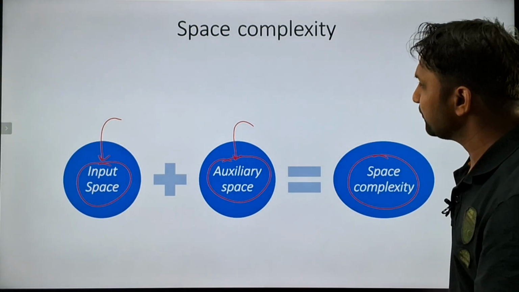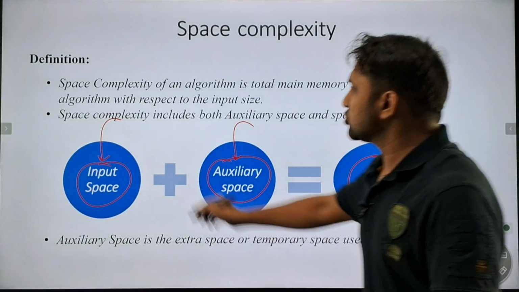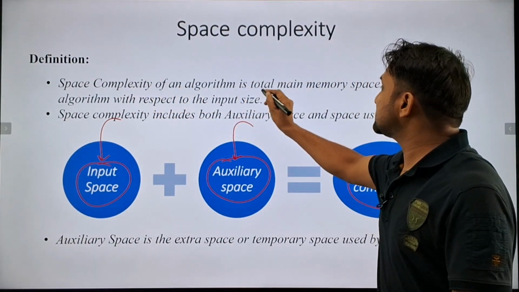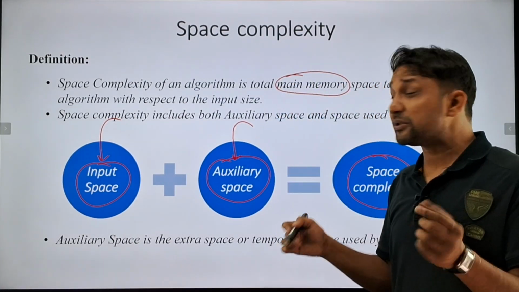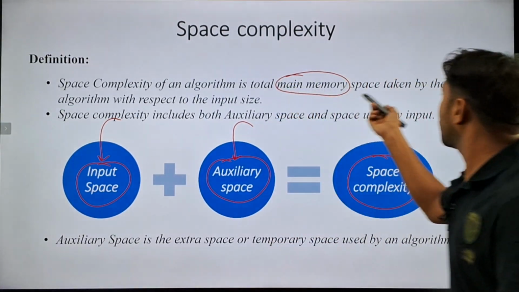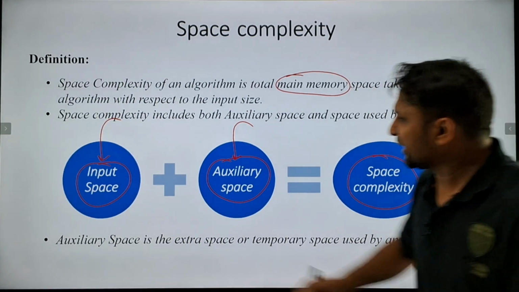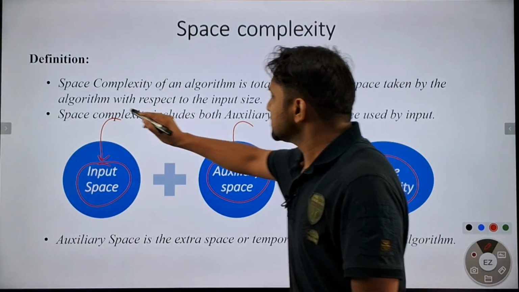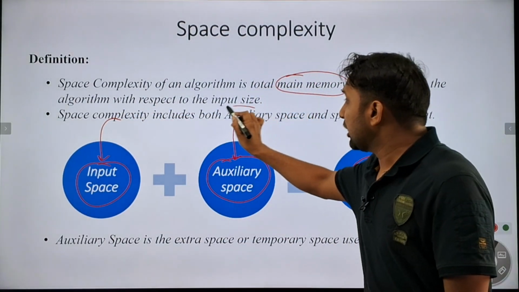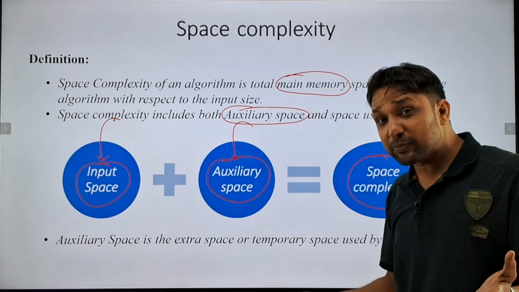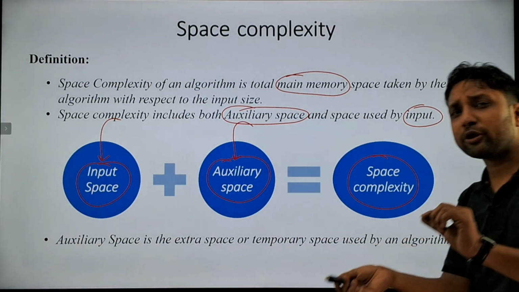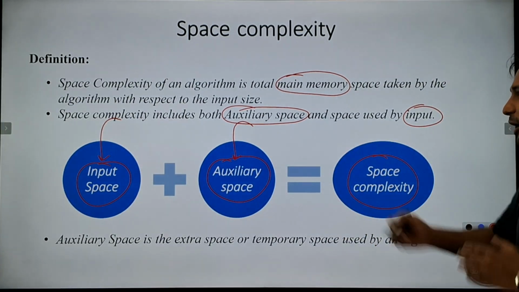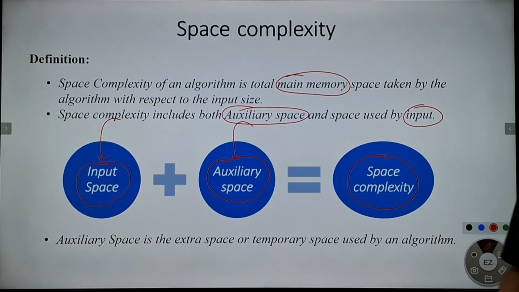Here is the definition of space complexity. Space complexity of a program is the total main memory the program is consuming. The second thing to note is that space complexity is made up of auxiliary space, the extra space to process the data, and the input space, which is used for storing the user input. Together they make the space complexity. That's it, this is all about space complexity.